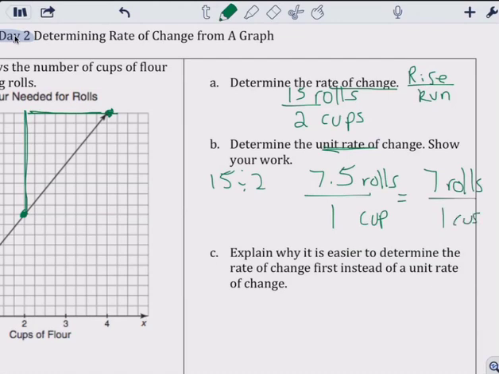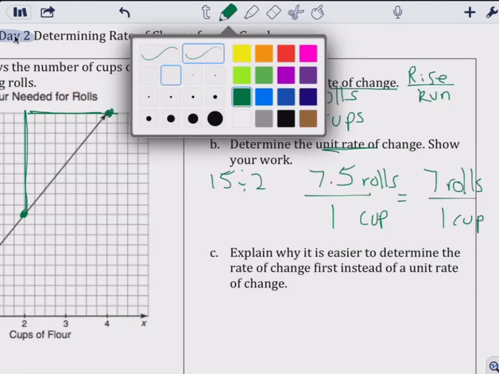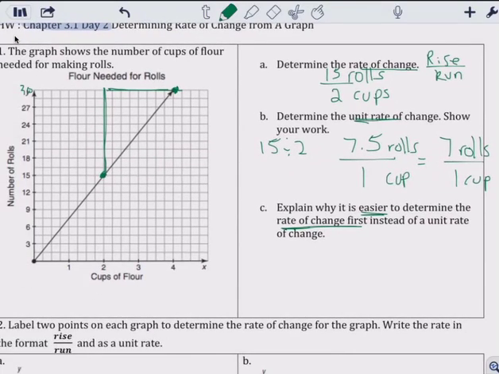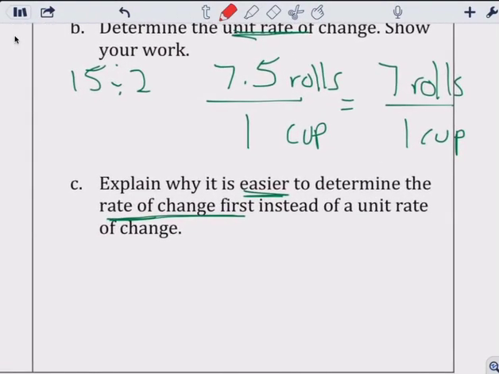This is a perfect example to determine why it's easier to use the rate of change instead of unit rate. Unit rate, on some things you can't use decimals. So in this case, why is it easier to use rate of change? With rate of change, you get whole numbers, whole rolls, and you don't have to think about whether it can make half, or should you use half or not.